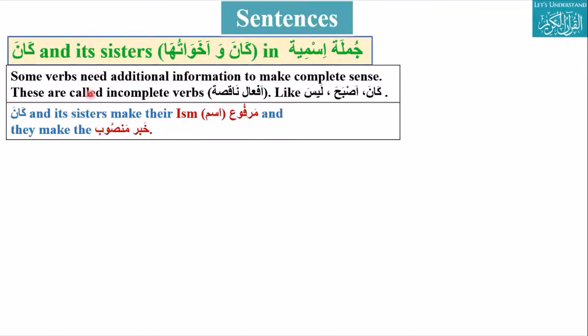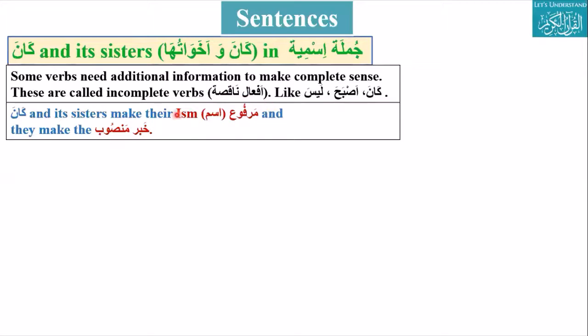So some verbs need additional information to make a complete sentence. These are called incomplete verbs. Like Kana means he was what? So it doesn't make much sense if you just say he was. So it's not a complete sentence. So similarly, Asbaha, he became. Laysa, he is not. So these all are af'al naqsa or incomplete verbs.